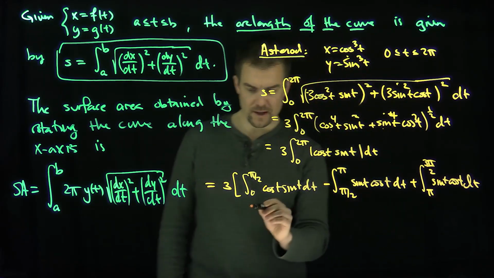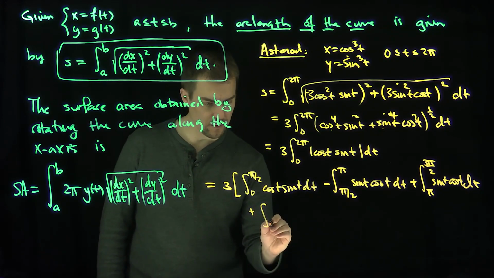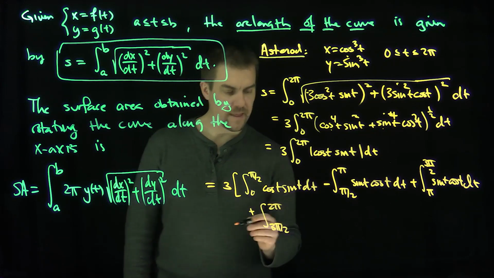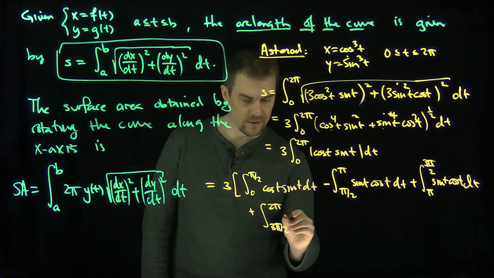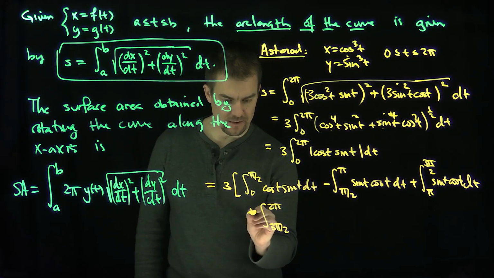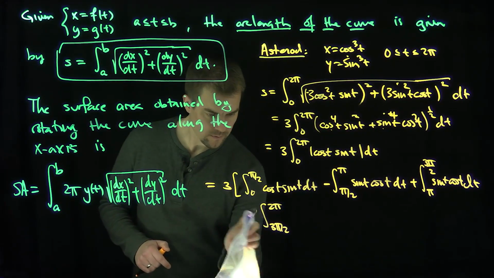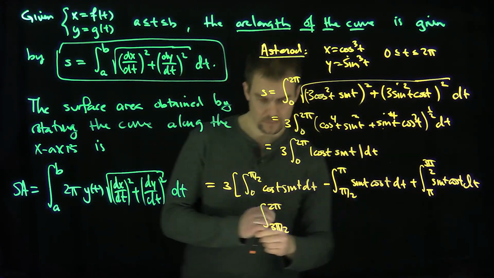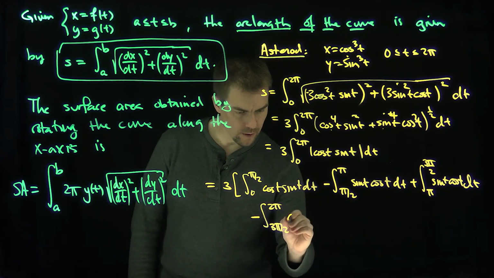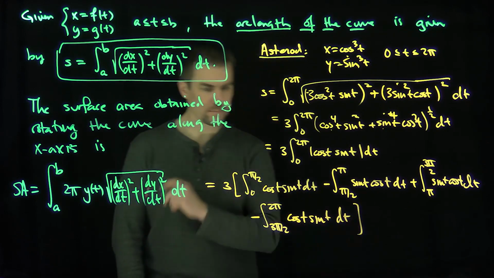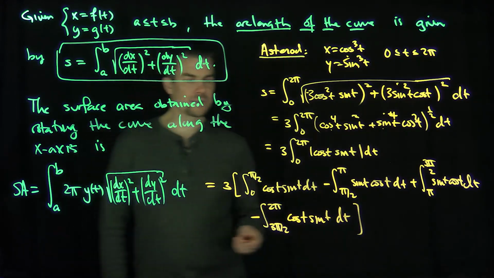And finally the last integral is going to be the integral from 3 pi over 2 to 2 pi. Now one of them is negative, so I need a negative sign over here. So that sign is negative. And then cosine of t, sine of t, dt. Okay?